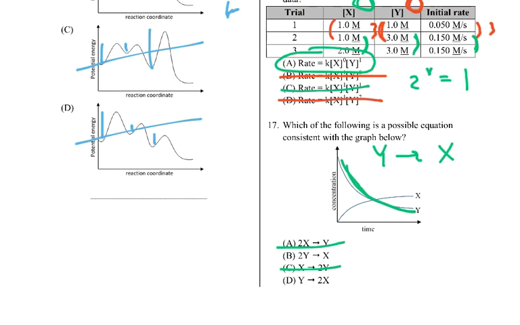Now the second part, we can see how much did Y change? Y changed this much, where X only changed this much. So we can say Y is changing, looks like, twice as fast as X is, so 2Y changes into X. That's the answer we want, and that looks like answer B.